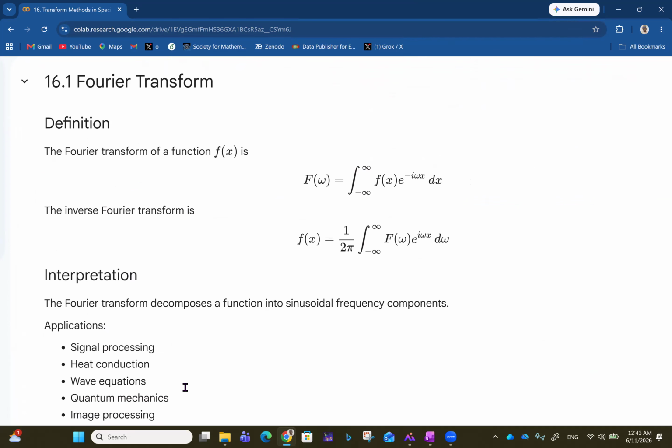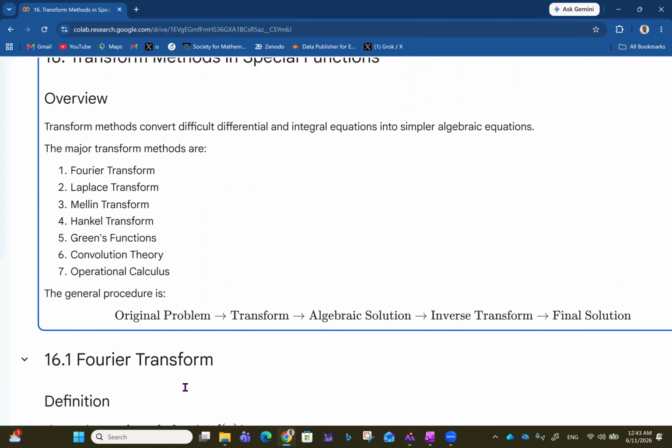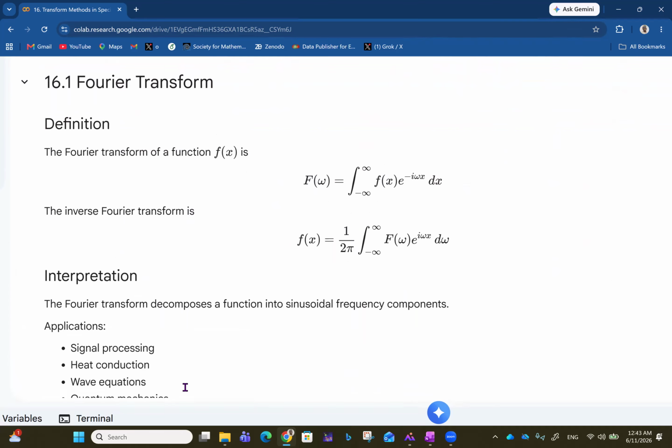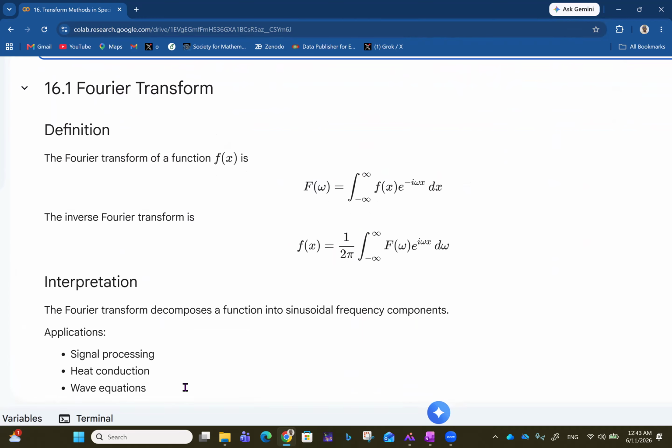So this is more like snapshots of these transforms in the context of special functions. So we start with the Fourier transform. The definition: the Fourier transform of a function f of x is given as F of omega equals the integral from minus infinity to infinity of f of x e raised to minus i omega x dx, and the inverse Fourier transform is given as f of x equals 1 over 2 pi times the integral from minus infinity to infinity of big F of omega e raised to i omega x d omega.